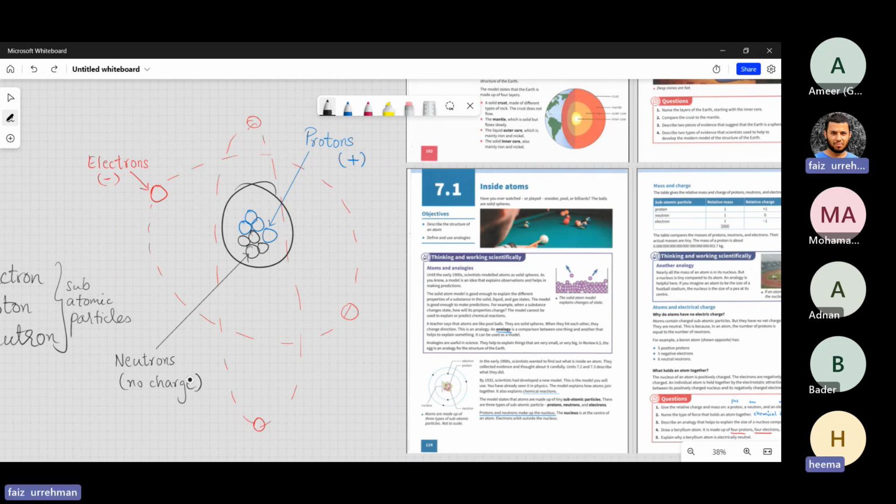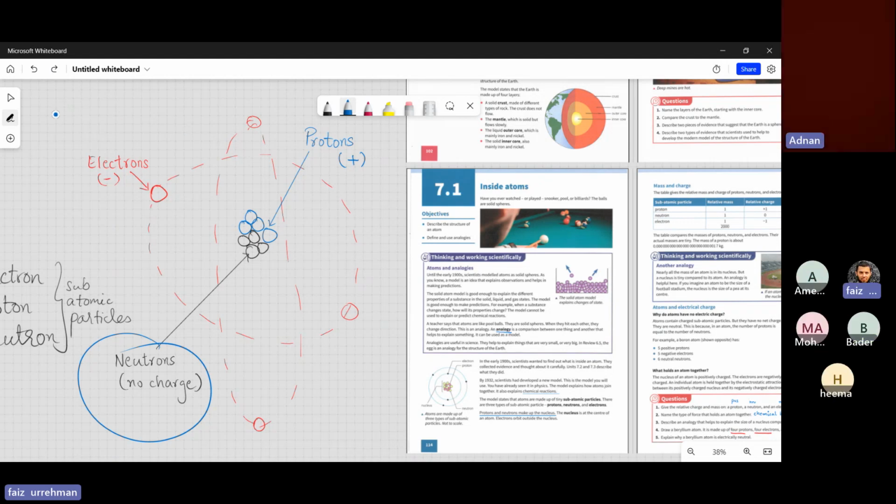Wait, one in 10,000. So the neutrons don't cancel out the protons? Why would they cancel out? Neutrons are not negative. You need to be negative to cancel the positive. But if you don't have any charge, how will you make it negative? So overall, the nucleus is what? Positive. Yes.